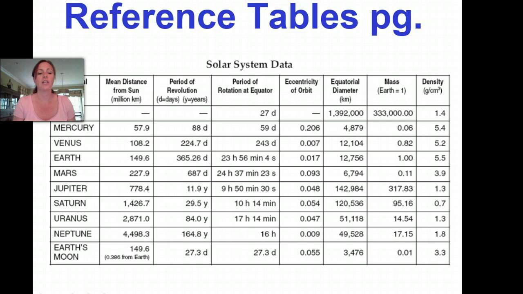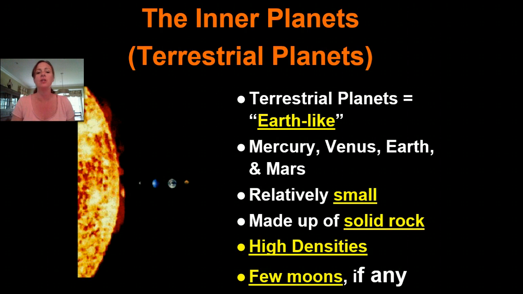So we're going to look at each one of these planets right now. Let's start with the inner planets. These planets are known as the terrestrial planets. They are Mercury, Venus, Earth, and Mars. Now, the word terrestrial means Earth-like. So when you hear extraterrestrials, extraterrestrial beings are not Earth-like beings.